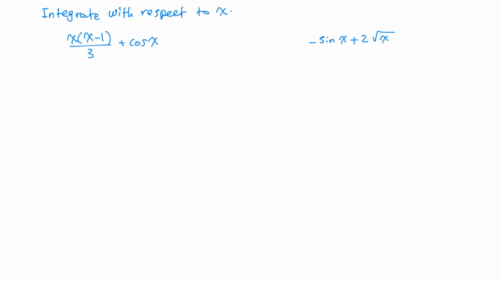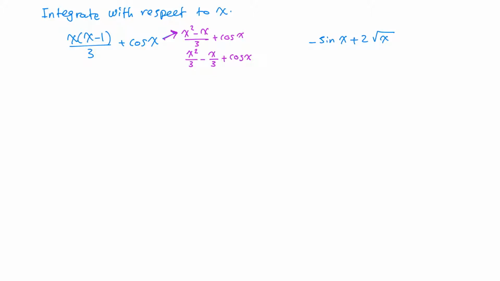For this question here, it says integrate with respect to x. So the first one here, it says x times x minus 1 over 3 plus cos of x. And what I will do is, first thing I will do is I will expand the numerator here, and I will get x squared minus x over 3 plus cos of x, and I can simplify that and say it's x squared over 3 minus x over 3 plus cos of x.